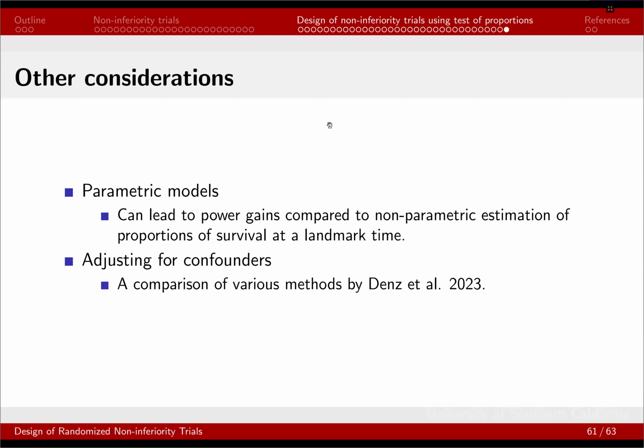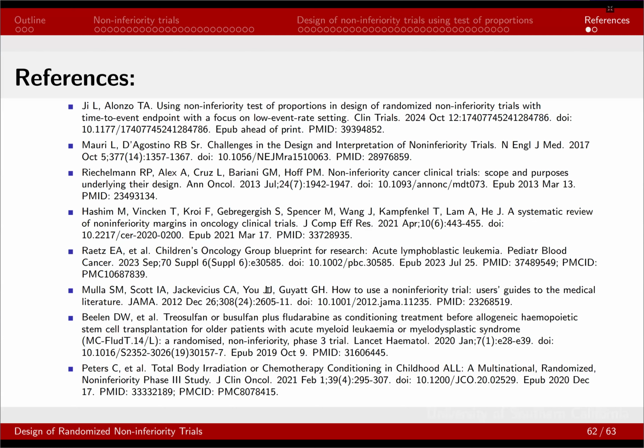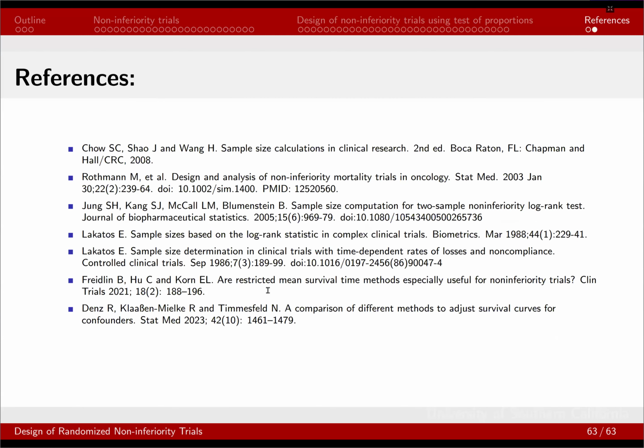We also discussed the use of parametric models, which can potentially lead to power gains compared to non-parametric estimations of the proportion of survival at a landmark time. Also, we briefly discussed how we could potentially adjust for confounders. Interested readers can look at this paper, which gave a very nice review. I gave the references cited in these slides over here. That's my presentation. Thank you so much.